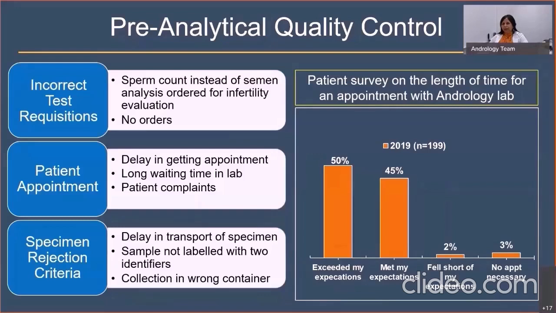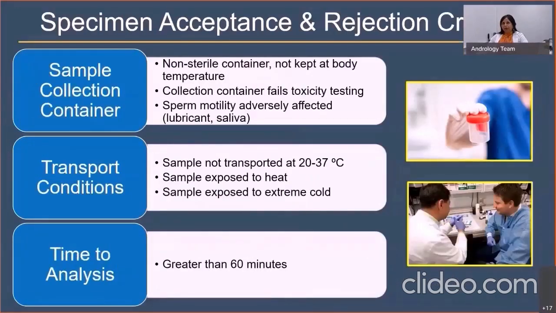The third criteria that needs to be examined for quality control is specimen rejection criteria. It includes delay in transport, or the sample not being labeled with 2 patient identifiers, which is an immediate cause for specimen rejection. Next. Each lab must have documentation of their specimen acceptance and rejection criteria.